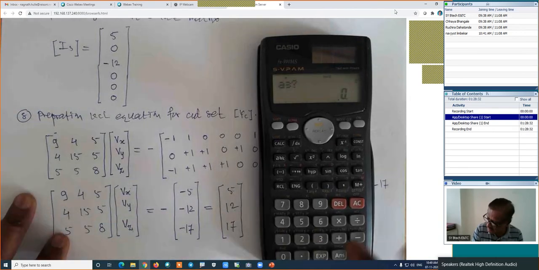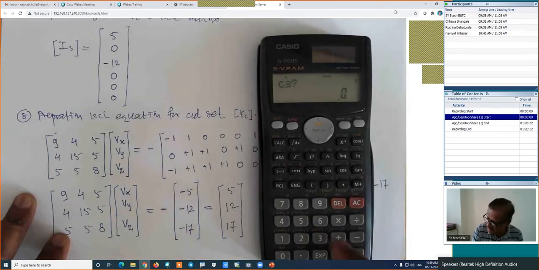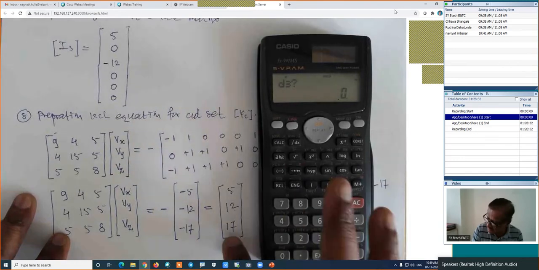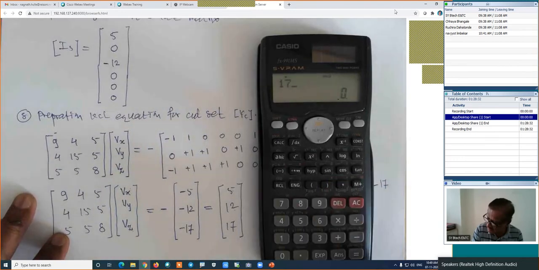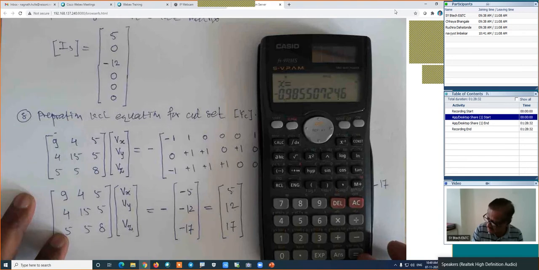Then A3: it is 5, the next value is 5, the next value is 8, and its constant is 17. Is it right? The first value is minus 0.98, the second is 0.18, and the third is 2.6.